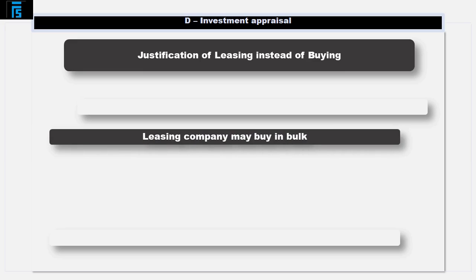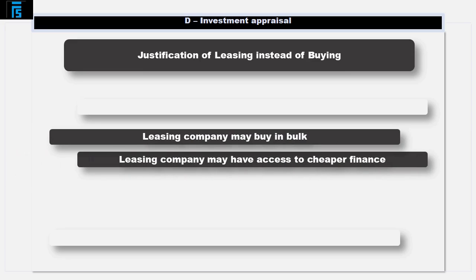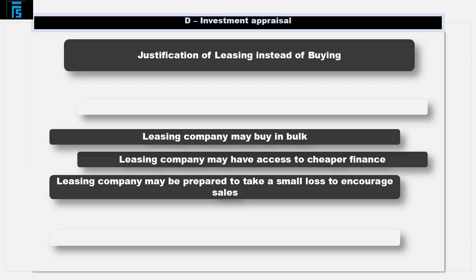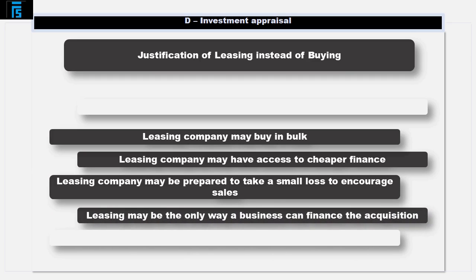The leasing company may buy in bulk and therefore be able to buy the assets at a discount. The leasing company may have access to cheaper finance, for example if it's a bank. The leasing company may be prepared to take a small loss on the lease itself to encourage the sale to happen in the first place. Finally, sometimes leasing an asset may be the only way a business can finance the acquisition. For example, borrowing may not be possible if it has little to offer by way of security.